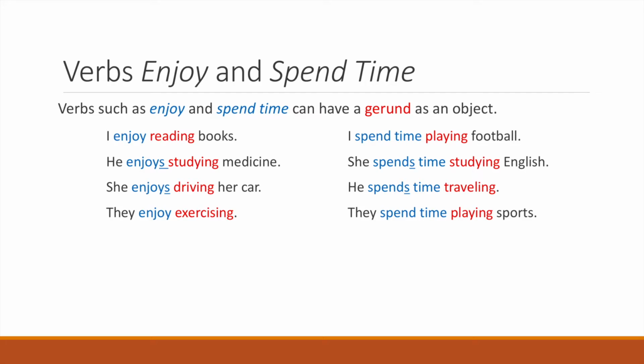Again, in each of these sentences, we have different examples using verbs enjoy and spend time, as well as a gerund in the object. Also, you have to pay attention that in the present tense, the verb, when we have a third-person singular subject, needs an S. So he enjoys, she spends, she enjoys, he spends. We can't forget this S. It's really important in the present tense.